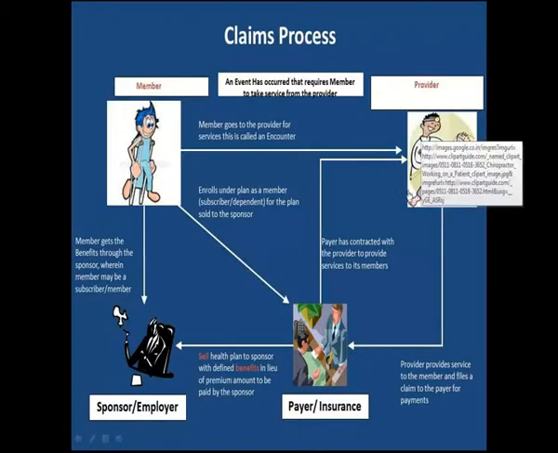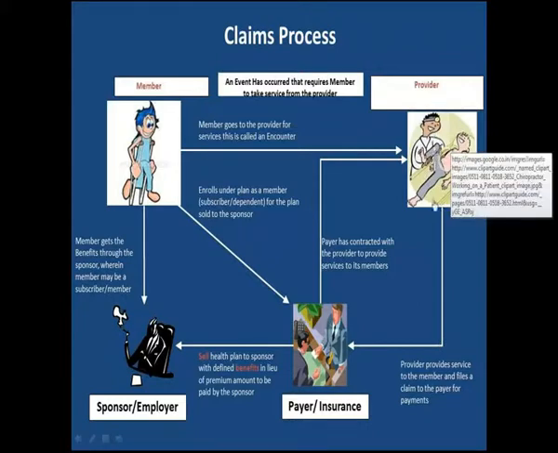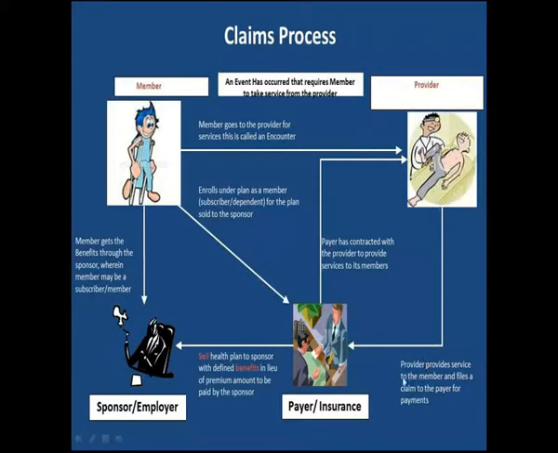And here the provider provides service to the member and files a claim to the payer for payment. So this is an encounter claim. The doctor will provide the services and will submit the claim on behalf of the member for the services that the doctor has given. And from here, the insurance company is in contract with the provider. The payer has contracted with the provider to provide services to its members. So this provider is in network because this provider is in contract with the payer or the insurance company.